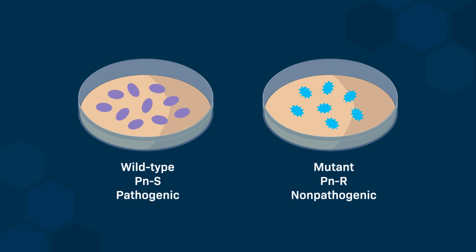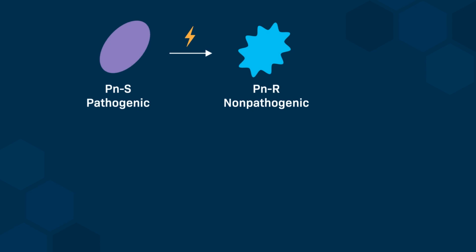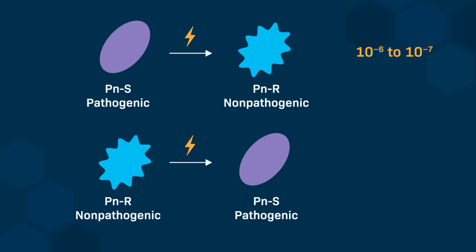The PNR strain is easily recognized and cleared by the immune system. Mutations can convert pathogenic strains into non-pathogenic strains. The frequency of mutations that are responsible for conversion of PNS to PNR is about 10 to the minus 6 to 10 to the minus 7. This means that out of every 1 million to 10 million bacteria, 1 might undergo this mutation. The frequency of reversion, conversion of PNR back to PNS, is about 10 to the minus 9.